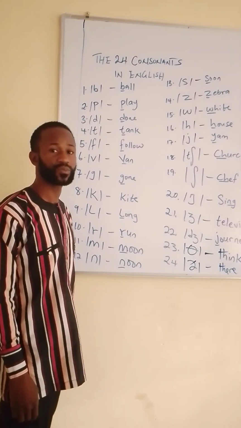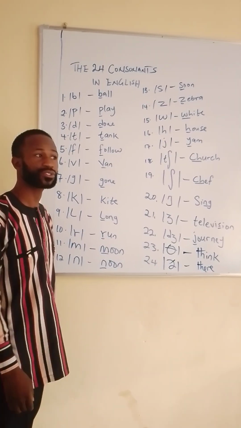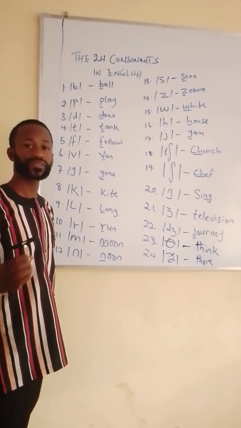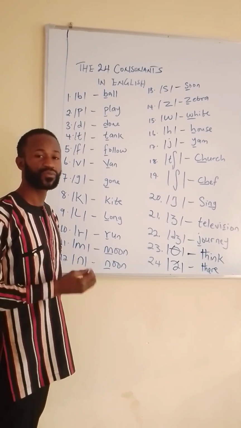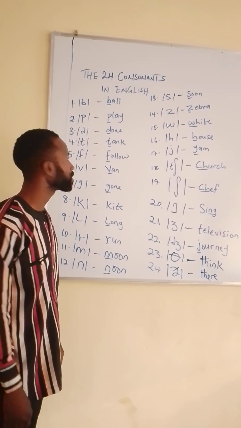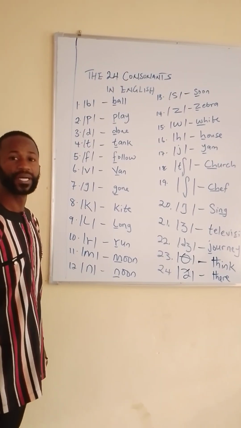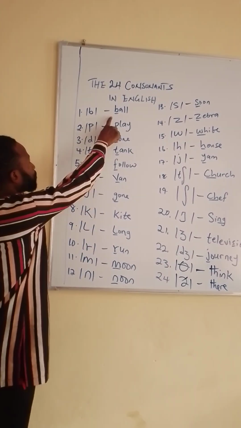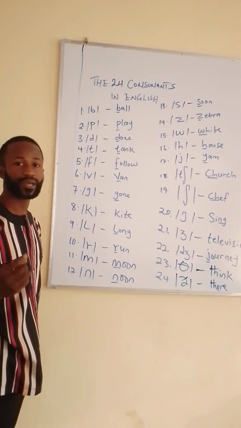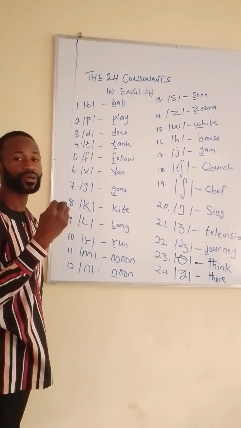Today our lesson is based on the 24 consonant sounds we have in English language. Now I'm going to articulate these sounds and I'll also give you an example which is already written on the board. So the first sound here is B, B, and we have an example like ball. Any moment I pronounce the sound, you can hear the sound B in the word ball.